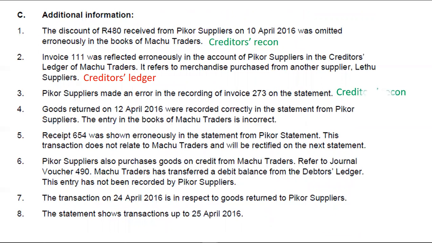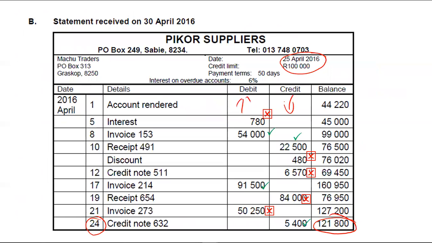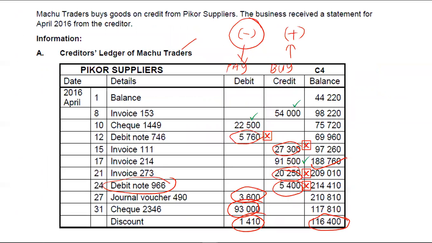Then they said goods returned on the 12th are recorded correctly in the statement from People's Suppliers. The entry in the books of March is incorrect. I think it's that invoice that I spoke about on the 12th, where they recorded it as 6,570, or else we have 5,715. In this scenario, according to this, let me just read again to check who is correct. Is it us or is it them?